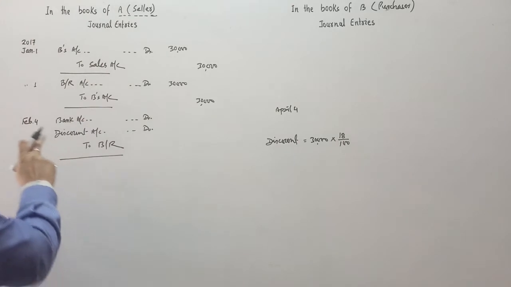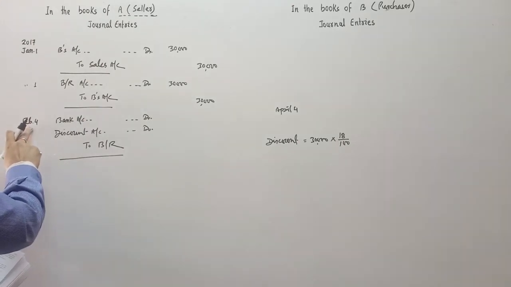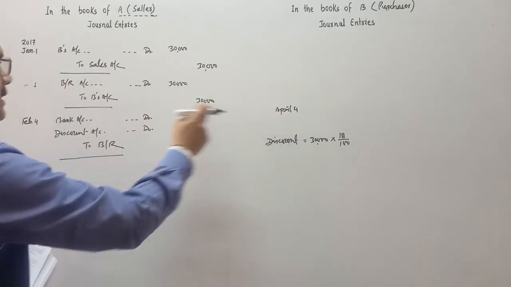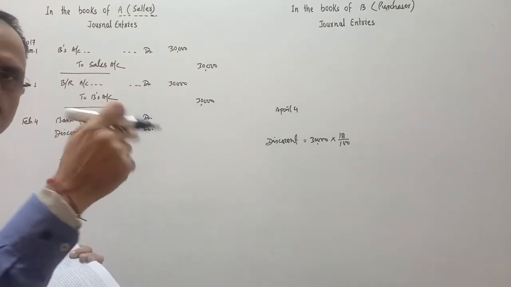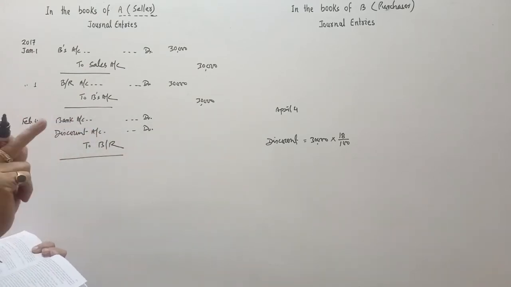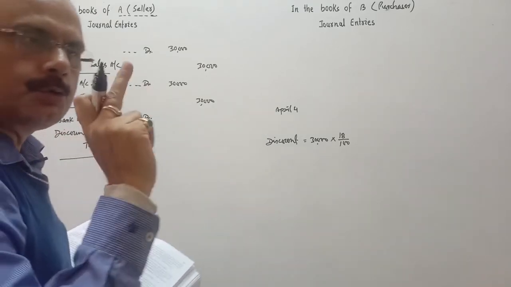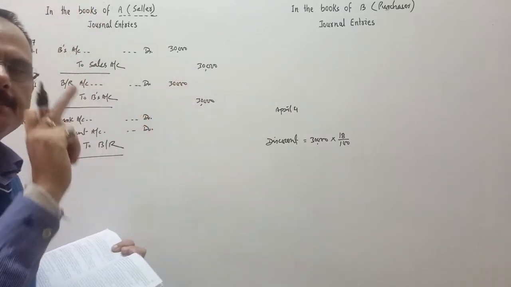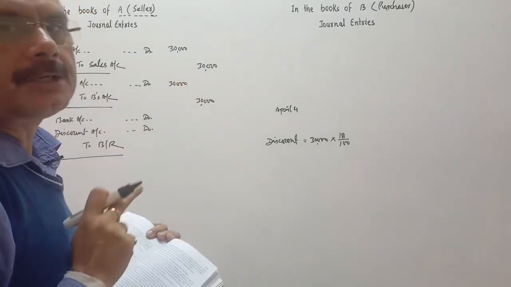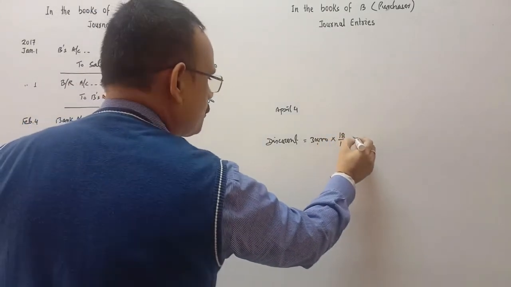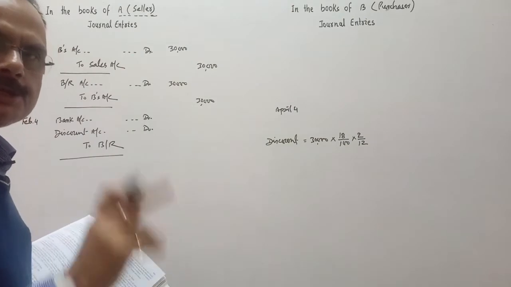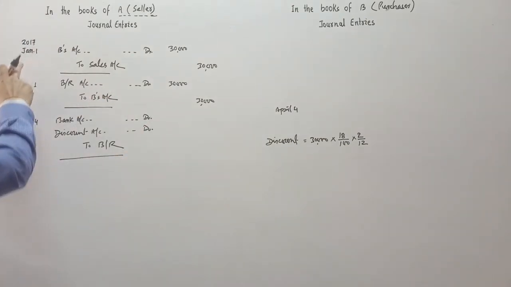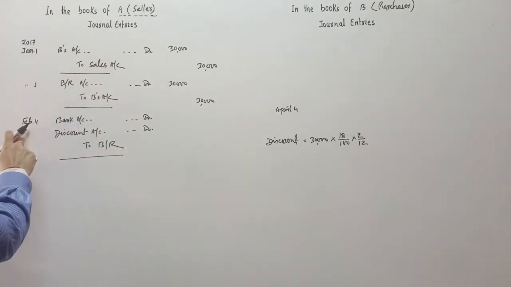And this bill is discounted on which date? February 4. So how many months before the due date is the bill discounted? February to March, March to April. 2 months before the due date, the bill is discounted by the drawer. So discount will be calculated for 2 months only, not for 3 months. The bill is of 3 months, but after 1 month the bill is discounted, from January 1st to February 4th.